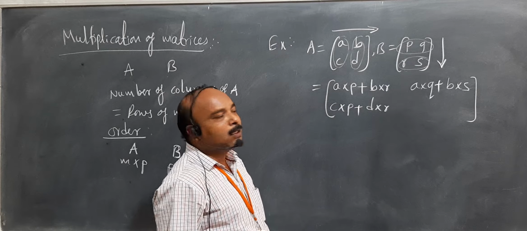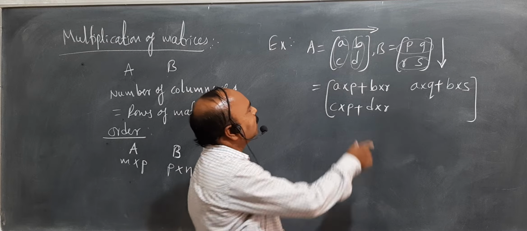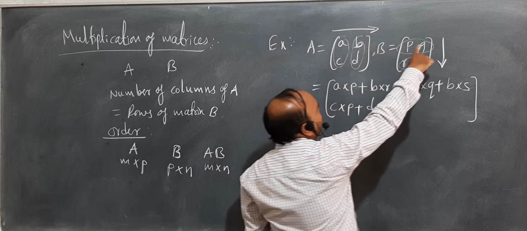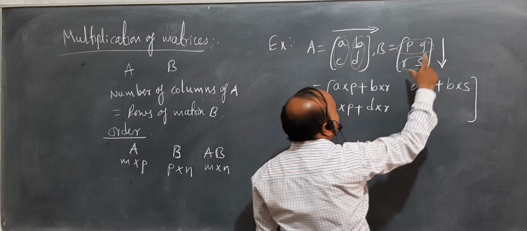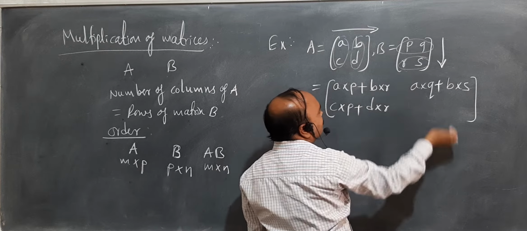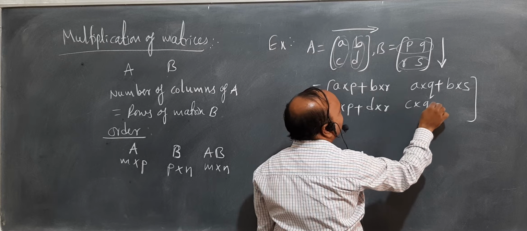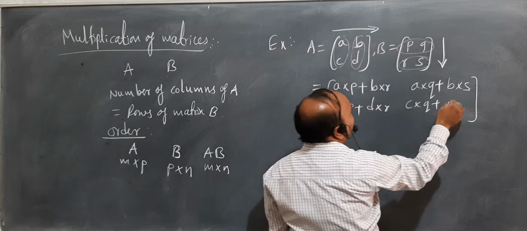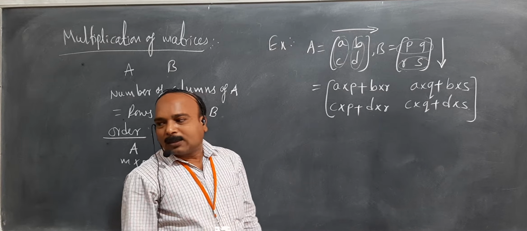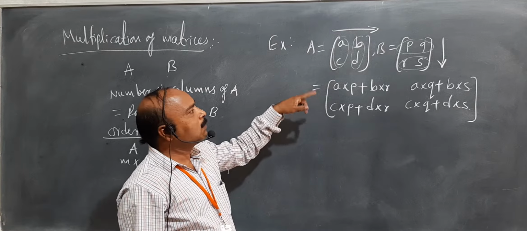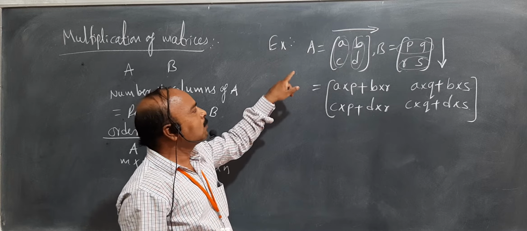It is third element. Next, for the fourth element we go for second row, second column. Second row elements are C, D, second column elements are Q, S. Then we multiply C into Q plus D into S. Now this is the rule of multiplication of the two matrices according to the given order.